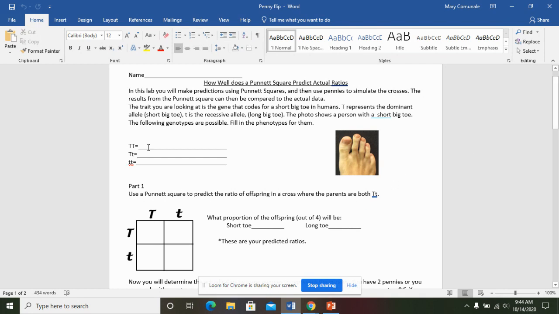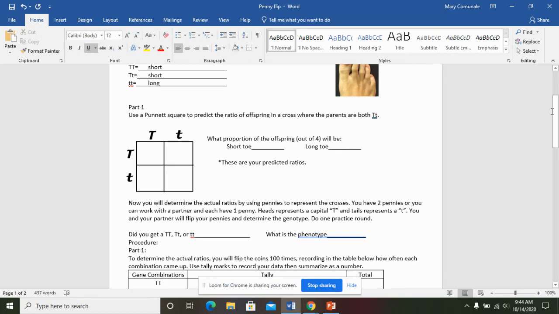So 2 capital T's is going to be a short toe. The heterozygous form is also going to be short because all you need is 1 capital T. And the 2 little ones are going to be long.